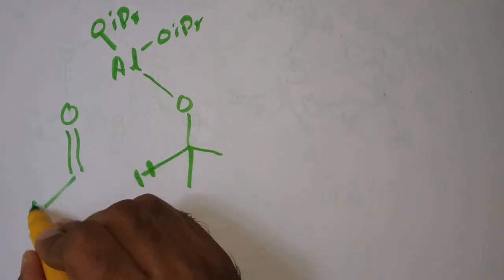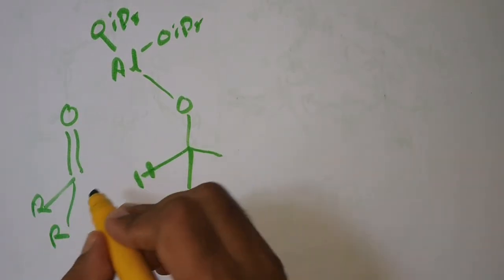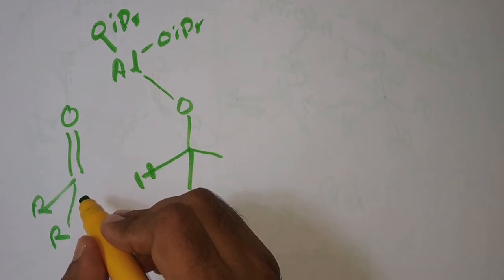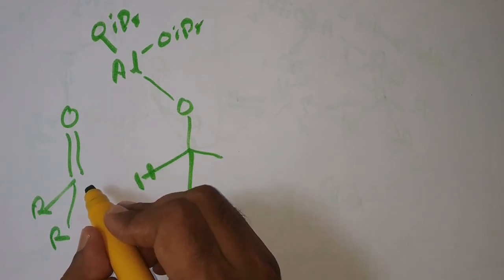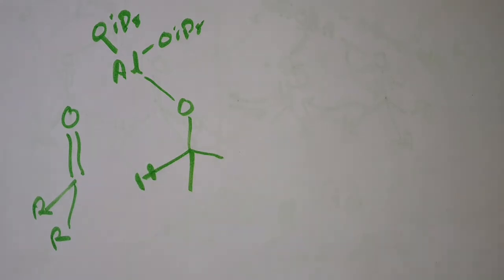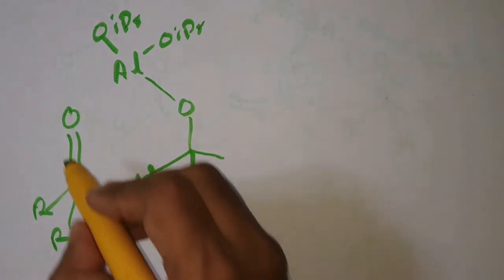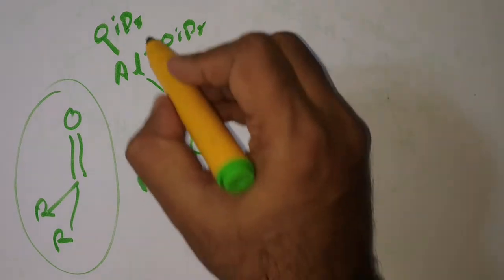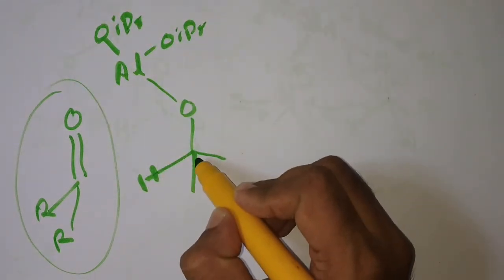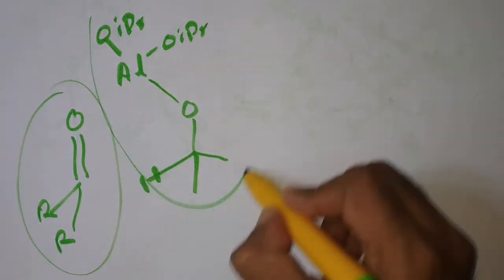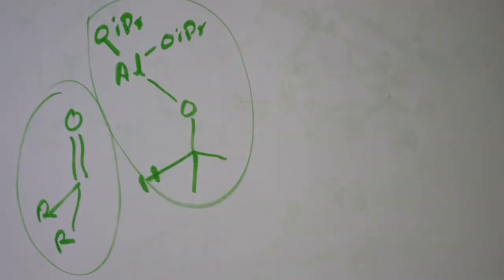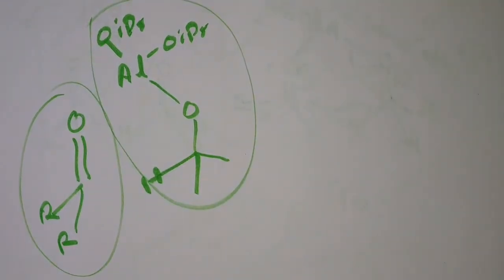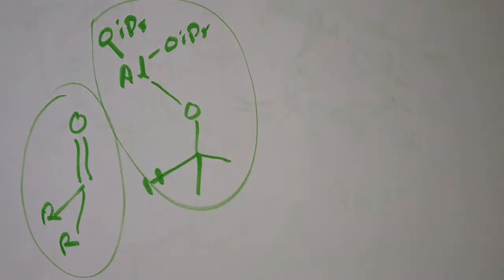And there are 2 R's. It could be R or R dash. It does not need to be a symmetrical one. Anyway, so the hydride got transferred here. So this is the end result of that transition, that reaction. This is the alcohol getting oxidized into a ketone, while this is still tri-isopropoxy aluminum. So we got our reagent regenerated here, and this can go on and do the reaction again.